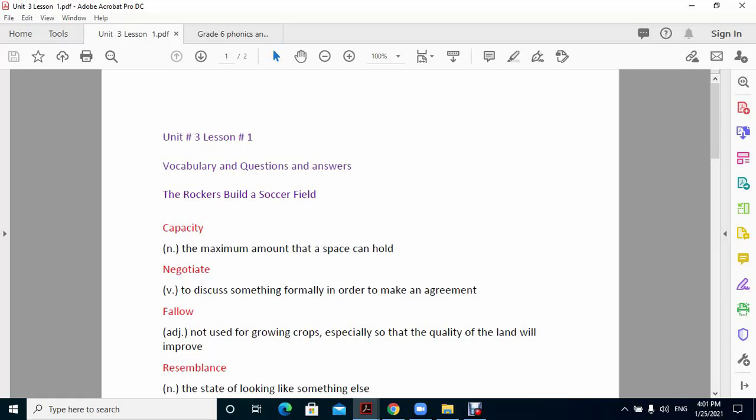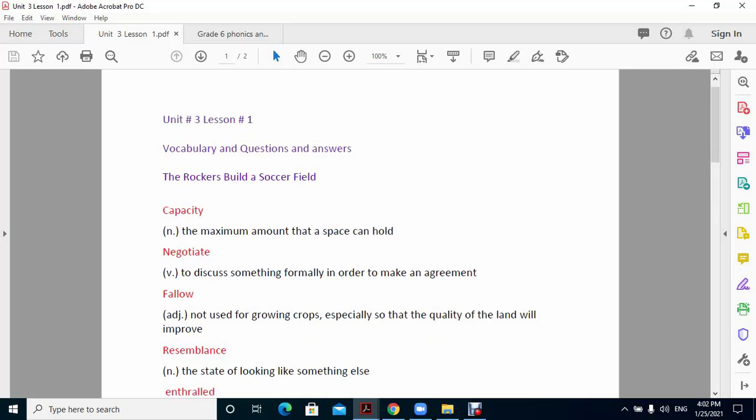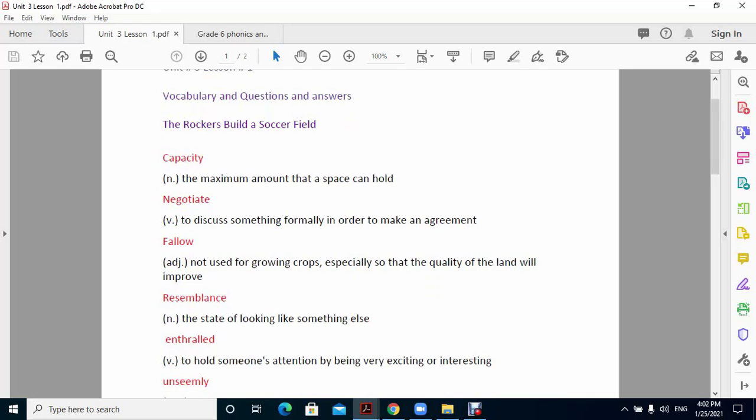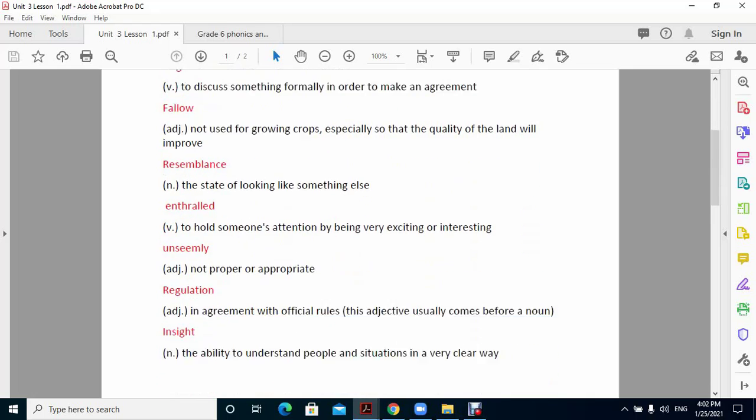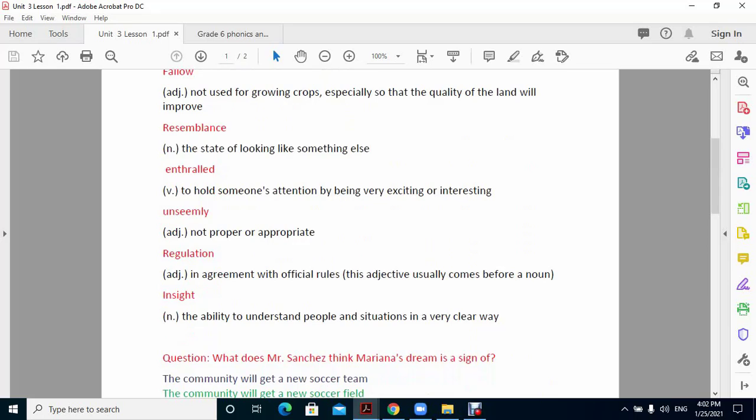Fallow is an adjective which means not used for growing crops, especially so that the quality of the land will improve. So fallow, uncultivated land, which the farmer leaves for some time in order to make the soil improve for the next crop. Resemblance is a noun which means the state of looking like something. It means similarity, looking like same.